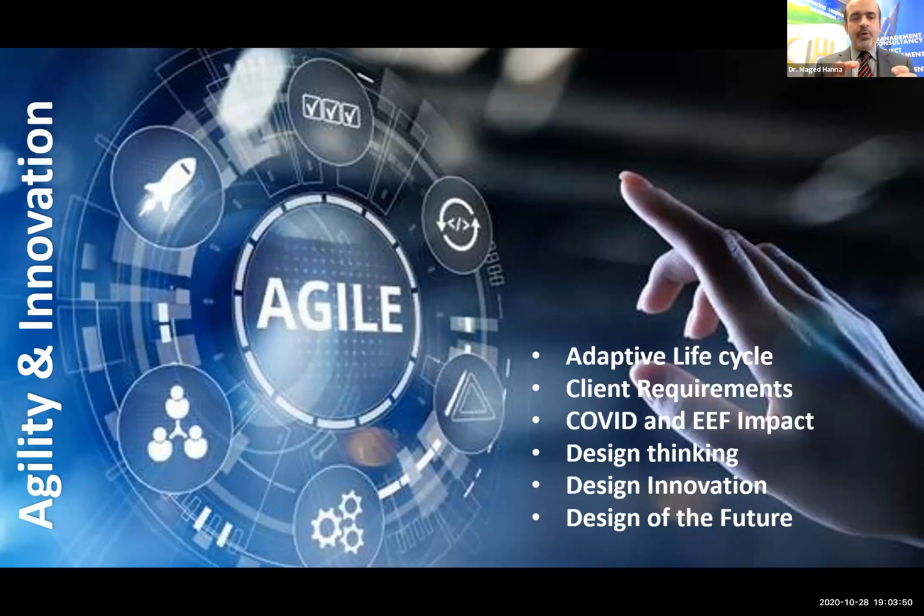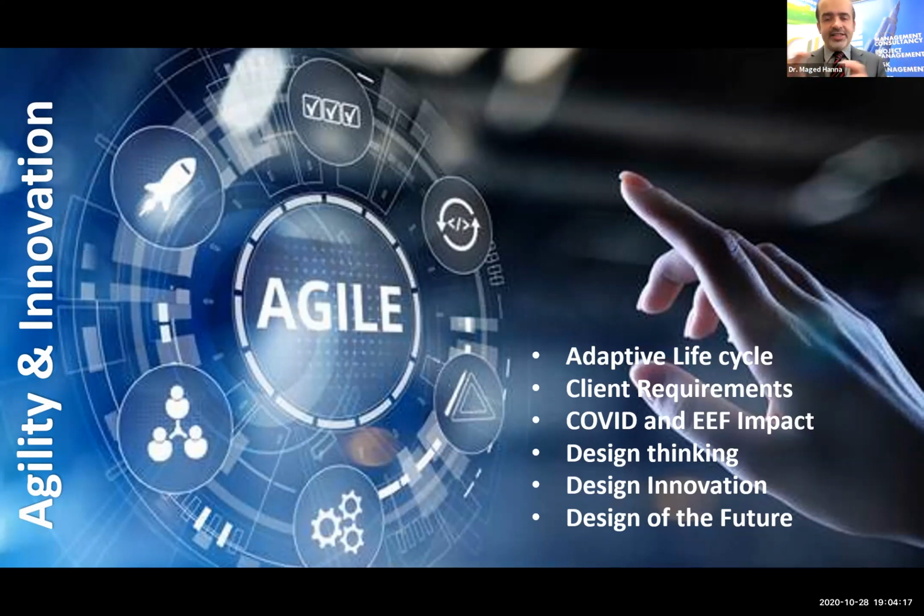Now, why are we thinking about agile and innovation? Because we need to have a design of the future. And today, when we talk about design of the future, it's not the traditional design we tend to do in past years. It has certain criteria. It has certain processes.